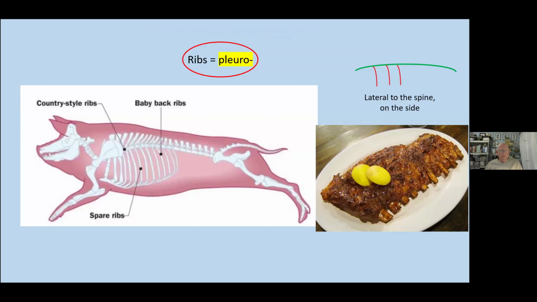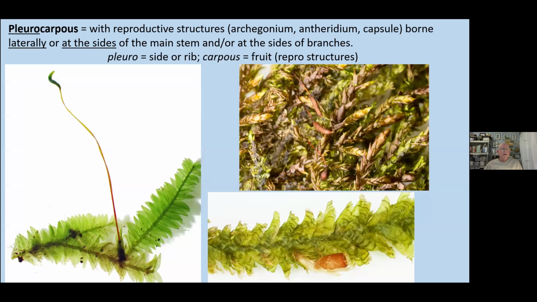Okay, the next time you go to a steakhouse, order ribs. Ribs come off the spine of the animal. In this case, you're getting pork ribs. And so here is the main spine of the animal, and the ribs come off lateral or on the side. And the word for that is pleuro. And so when she brings your ribs, that I hope they look like that, you explain to her that mosses have ribs also.